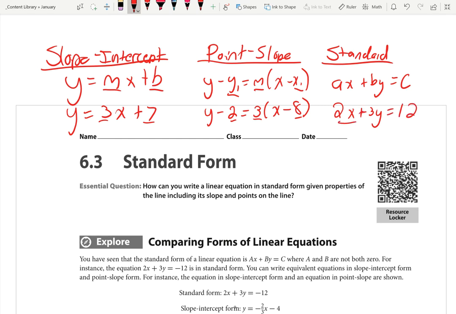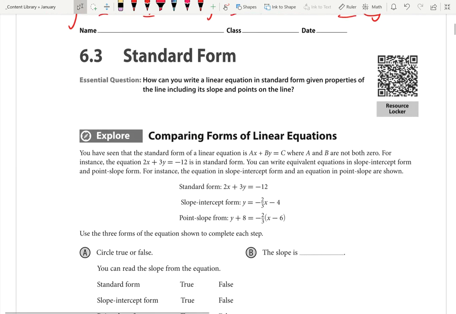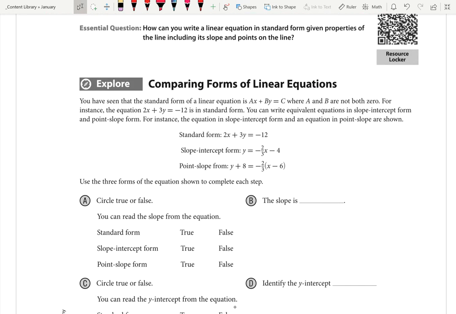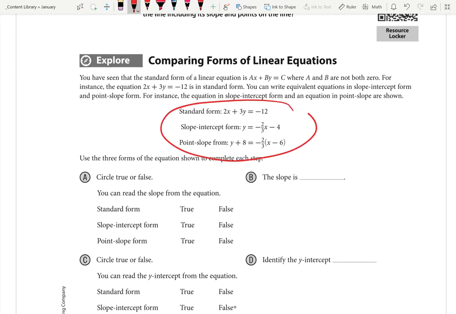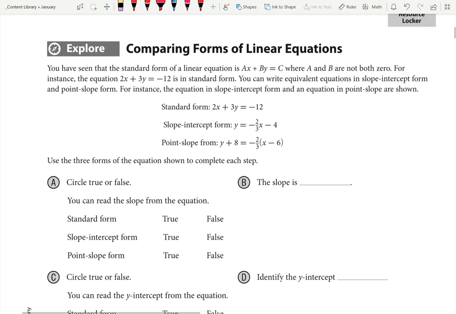Standard form, an example of that would be something like 2x plus 3y equals 12, where you have the x term and the y term on the same side of the equal sign, and then the constant, the thing that's not the x term or the y term, just a regular number on the right side. So that's what standard form is. Now, if we scroll down, here are 3 equations in each form. We have standard form, slope-intercept form, and point-slope form. The funny thing about this is that all 3 of these are actually the exact same equation, just written in different forms.